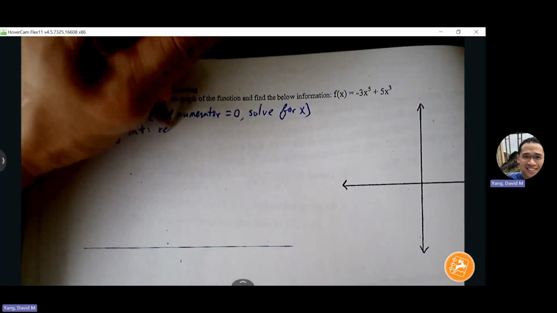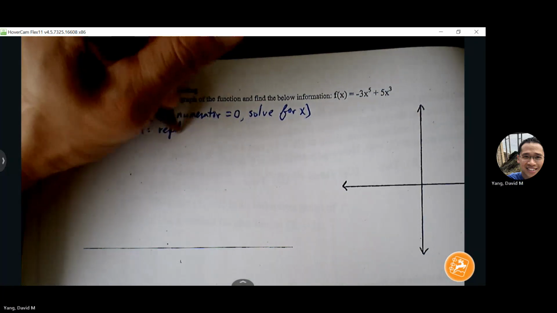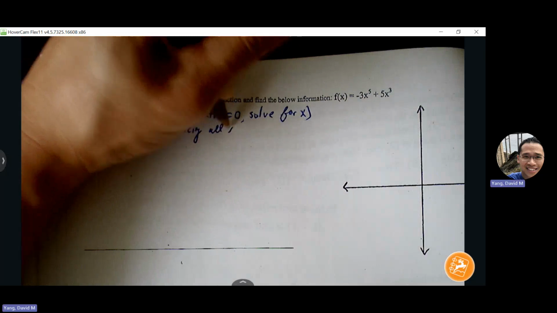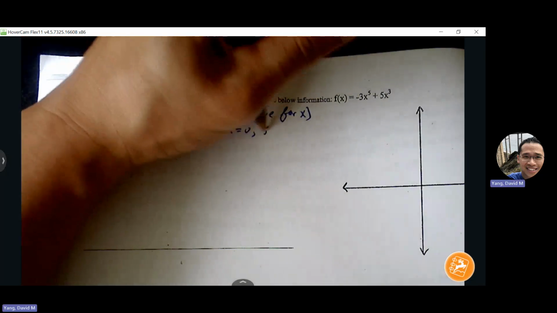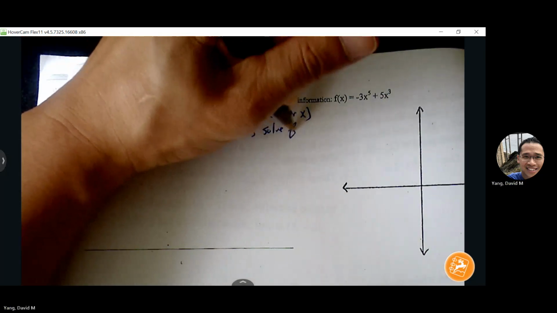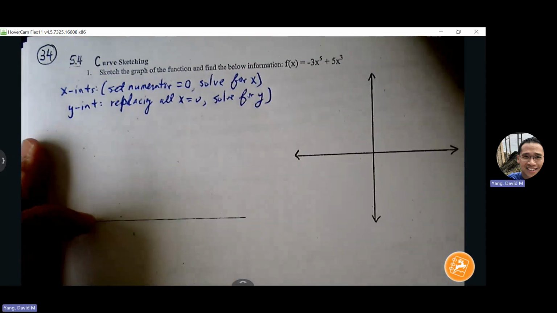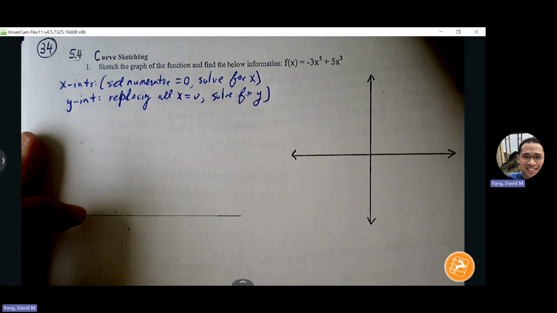And then to find y-intercept, you're replacing all of your x's with 0, and then you're solving for y. And x and y-intercepts are just nice to help give us some anchor points to put onto our graph.